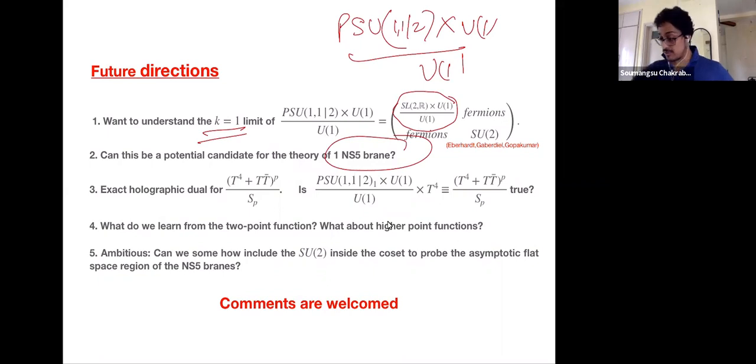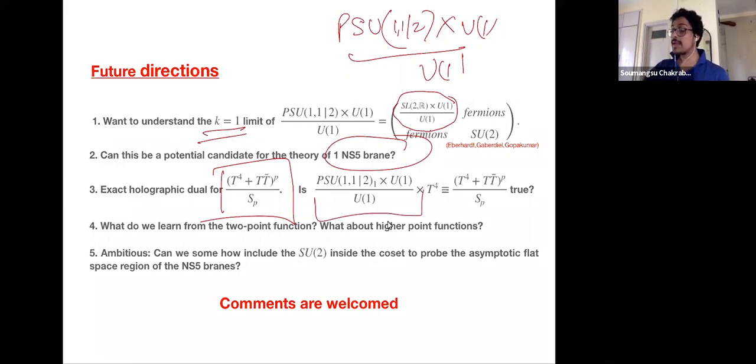So if we can do that, if you do this coset in the supergroup formalism of Rajesh and collaborators using that hybrid formalism, then it could be a good candidate for the theory on one single NS5 brane. It could be. I don't know whether it's going to be or not. And in that case, we know an exact holographic dual for T4 deformed by TTbar, and its symmetric product, basically the symmetric product of T4 deformed by TTbar to the power n mod Sn. And this is exactly the bulk theory that I think it could be, but I may be wrong.